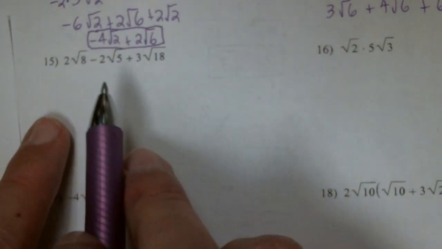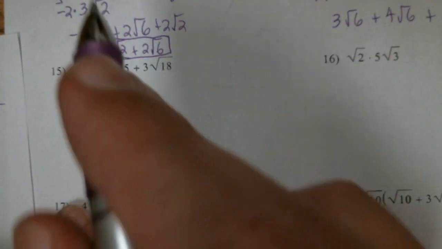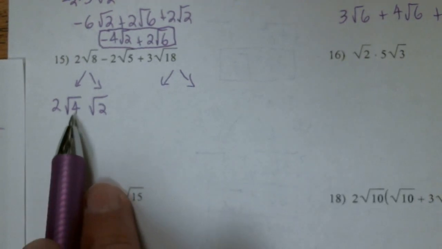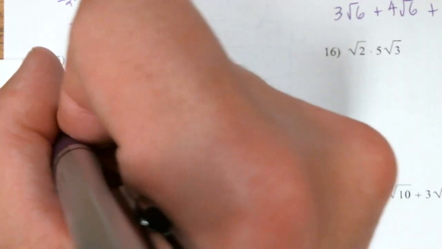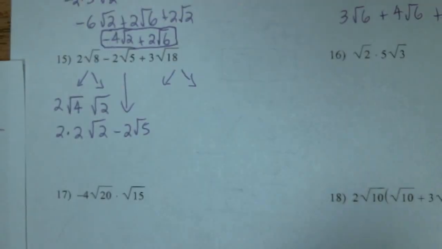Okay, number 5. Square root of 8, square root of 5, can't do anything with that. Square root of 18. I can break both of these down. So I've got 2. I can break down the square root of 8 into perfect land, 4, times non-perfect land, 2. Square root of 4 is 2. So it's 2 times 2 square root of 2. Then I got this minus 2 root 5 that I can't do anything with, so I just bring that straight down.